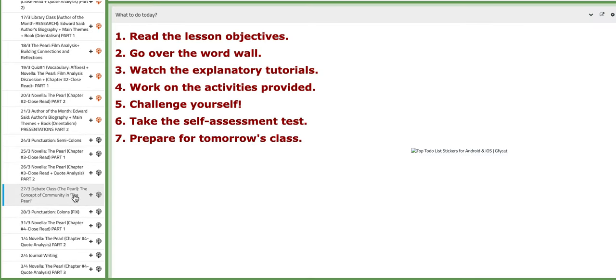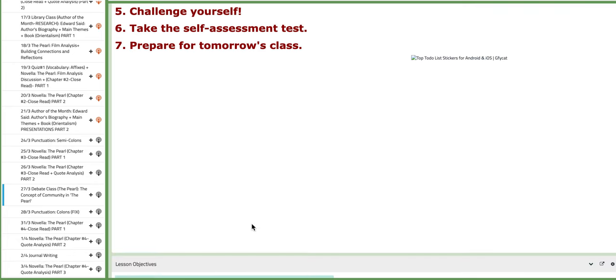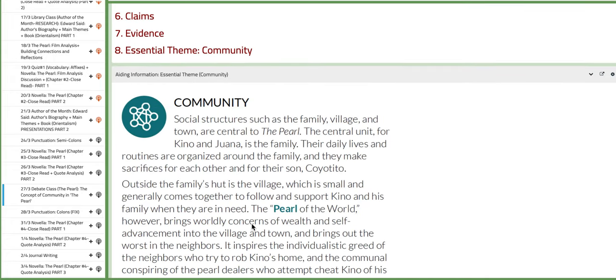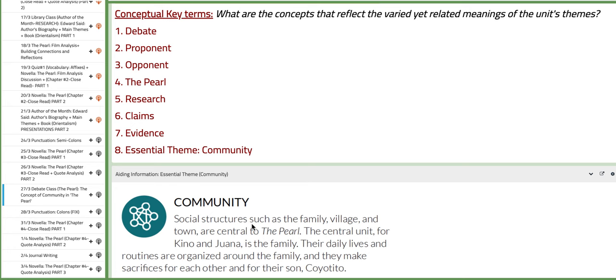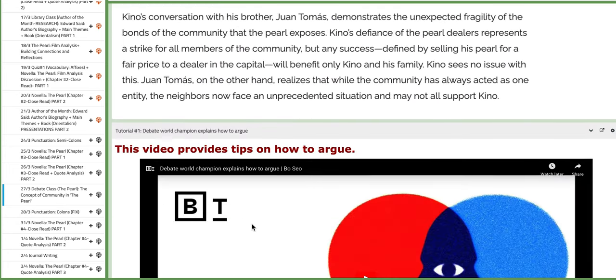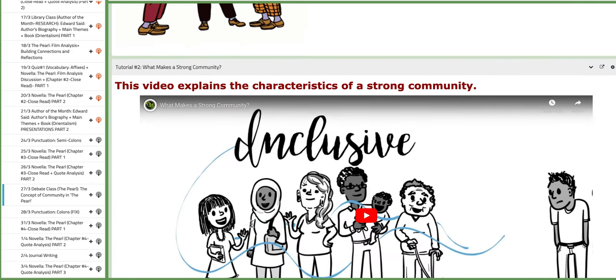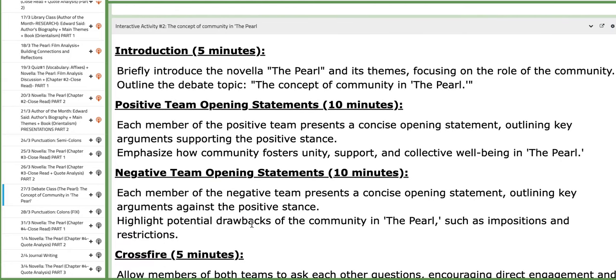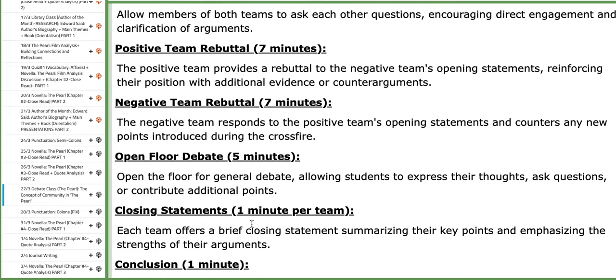On the following day, we are going to have a debate class about The Pearl to enhance your understanding of the novella. We are going to specifically focus on one of the essential themes, which is the concept of community. On this page, I did add a block that explains the theme of community in reference, of course, to the novella. Along with tutorials, if you scroll down, you're going to find interactive activity number 2. It includes the layout of the debate class and the requirements.